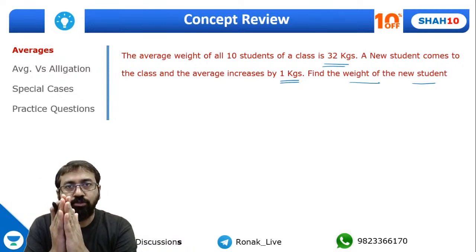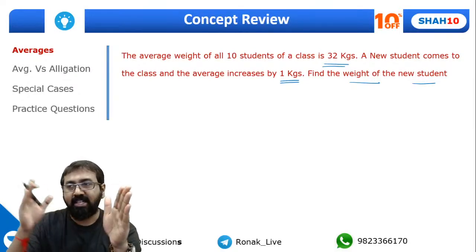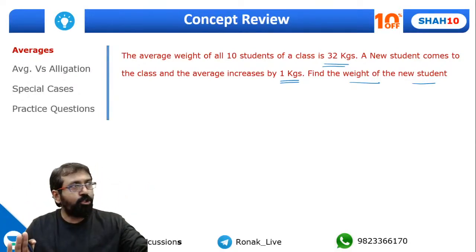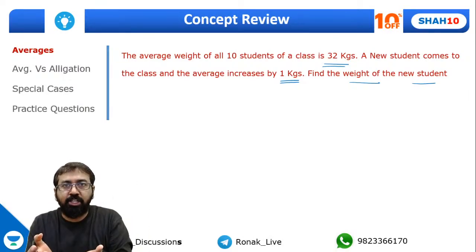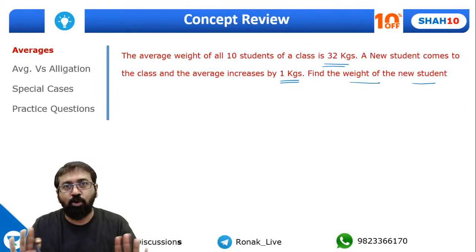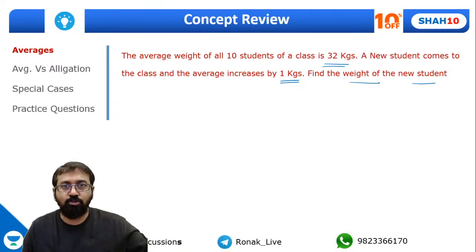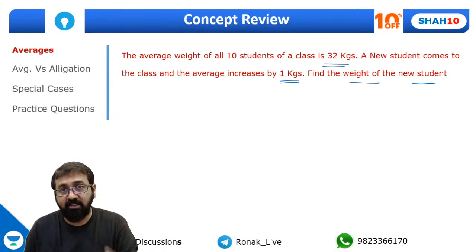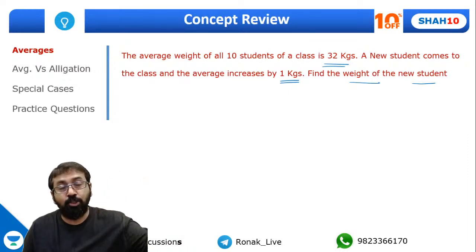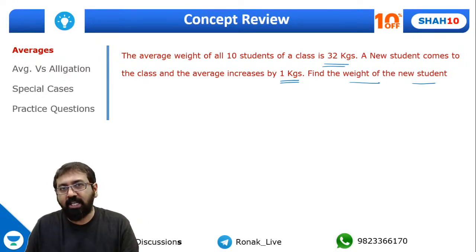You know, there are 10 students, the average weight is 32 kg. So I can assume that each student is of 32 kg. Now a new student is coming to the class. Had the weight of the new student been equal to 32, will it change the average? No, it won't change the average, right? If the new student, whosoever is coming to the class, has a weight equal to the average weight of the class, it will not affect the average. But here, what is happening? The average weight of all the students is going up. So can I say the new student who is coming to the class is heavier? That's a simple thing, right? Now, how can we quickly find out?